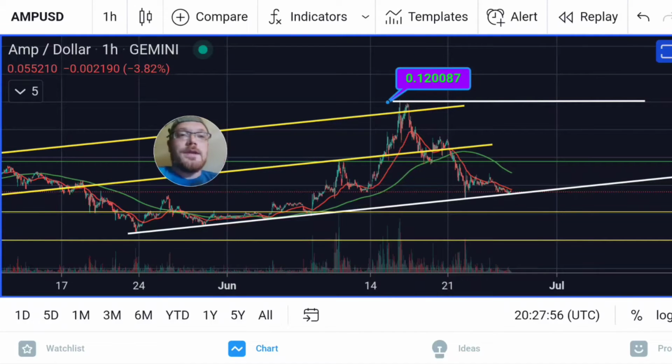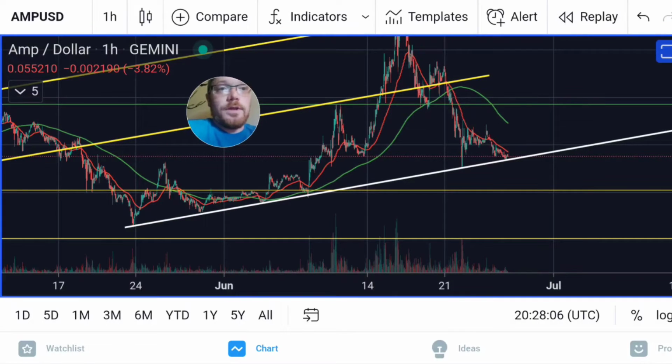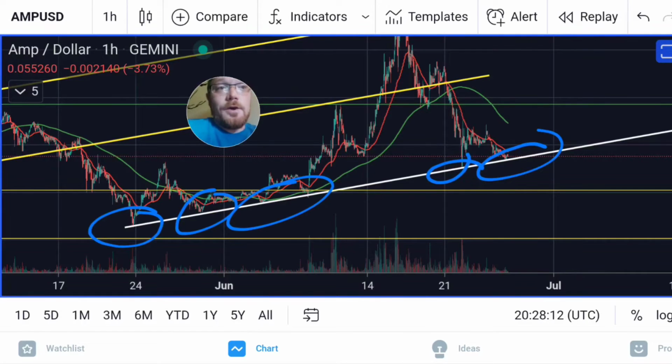All right, so let's take a look at the chart behind me here. You can see that AMP has retraced quite a bit. Like I said, we have come all the way down to test our support trend line that we've had in for a little bit here. You can see all these touches confirming this as support. You can see we touched it there as well, and we're currently resting on it now.